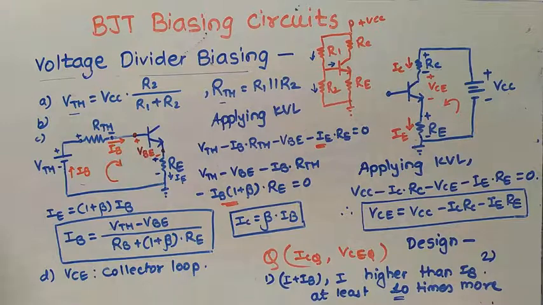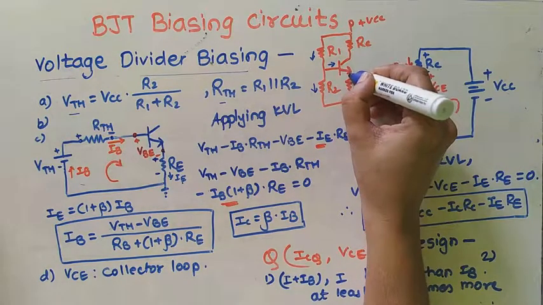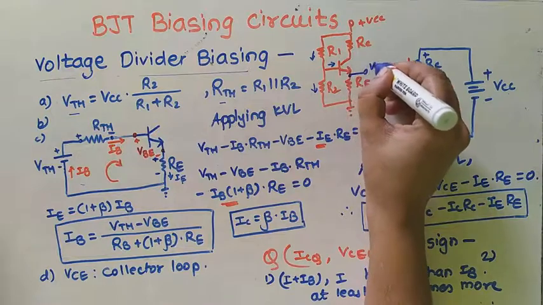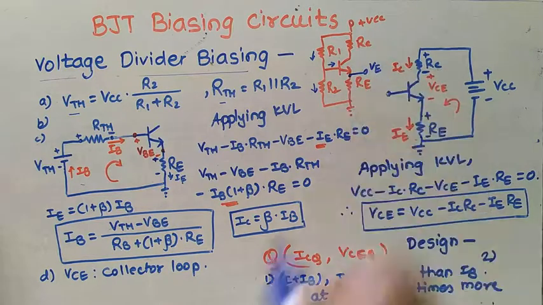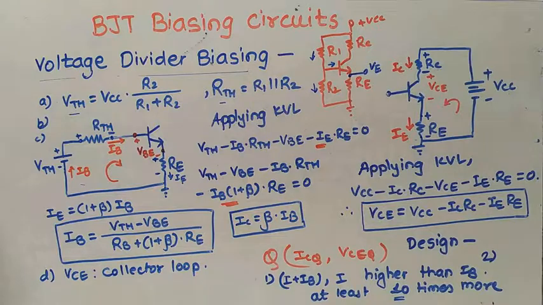What is that second design step? The voltage at the emitter terminal, this voltage is called VE, which is nothing but IE into RE. That VE voltage we have to consider at least 1/10 of VCC, meaning VE we have to consider as 0.1 into VCC. So these two points we have to consider while designing this voltage divider biasing network.